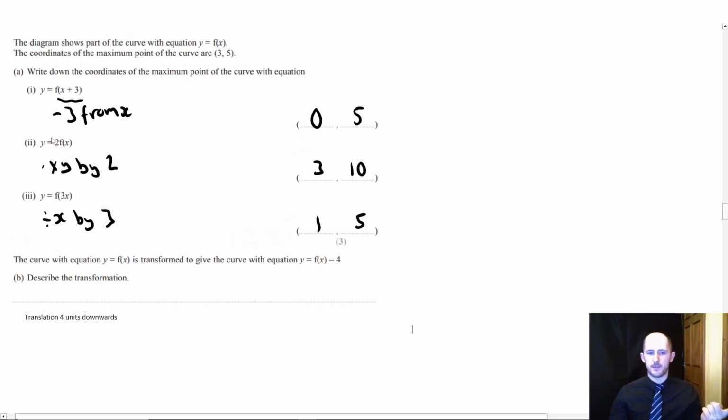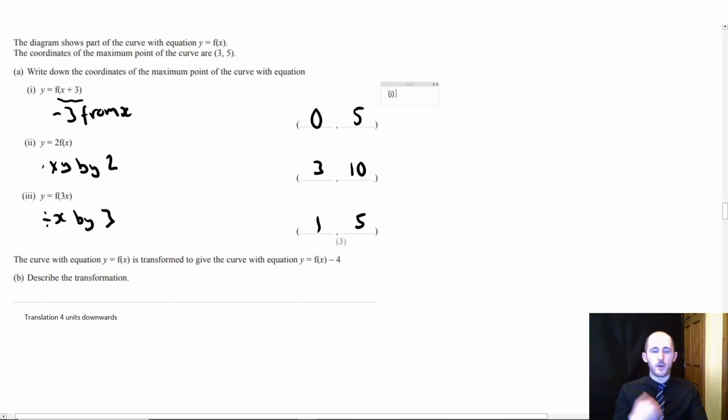So are we all okay with that? So for example, 2f of x, would you be able to say what transformation that is in words? Or would you like me to go through that? You know, it might be good to go through. Anyways, let's go through it.